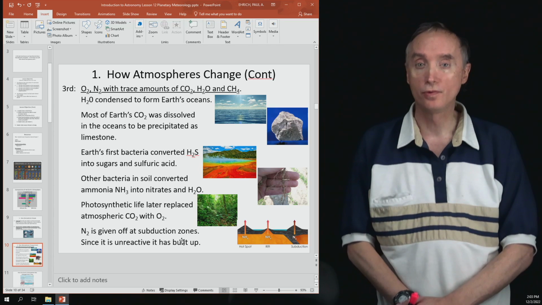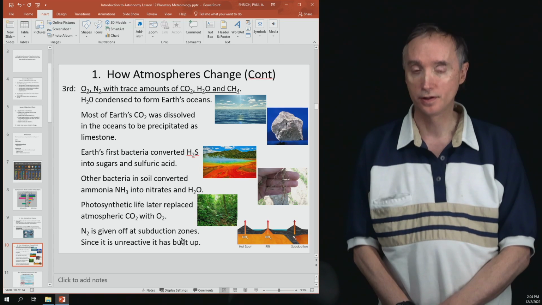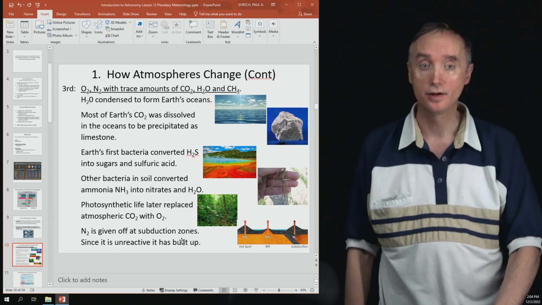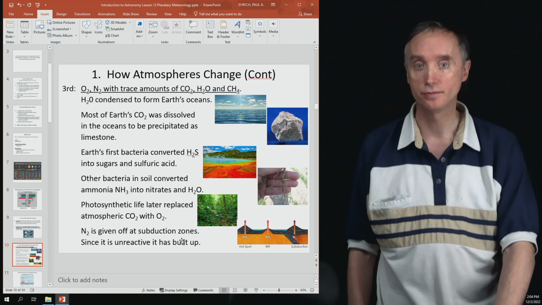Well, first of all, the water in Earth's atmosphere condensed to form the oceans. Now, there's still water in the atmosphere, but not nearly as much as in the Earth's oceans. So the water in the atmosphere cooled off, turned into liquid water, rained onto the surface of the Earth, and eventually we got our oceans.